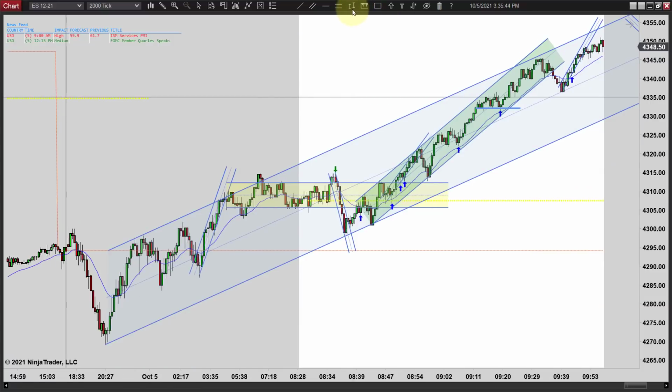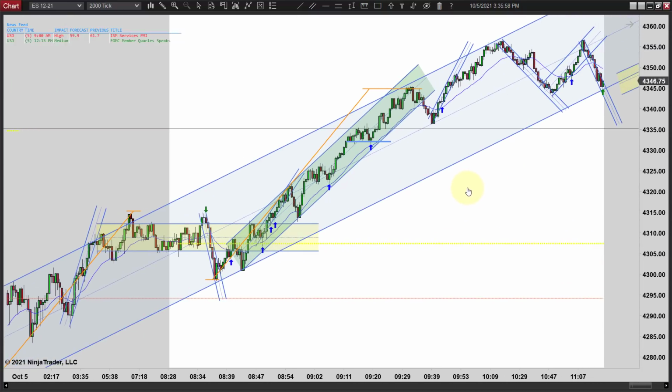And at the very least, I didn't mention this earlier, but I would have measured this first leg here and looked for at least a measured leg up. And you see that's right where we went to before we corrected again. So I like to go in long there.